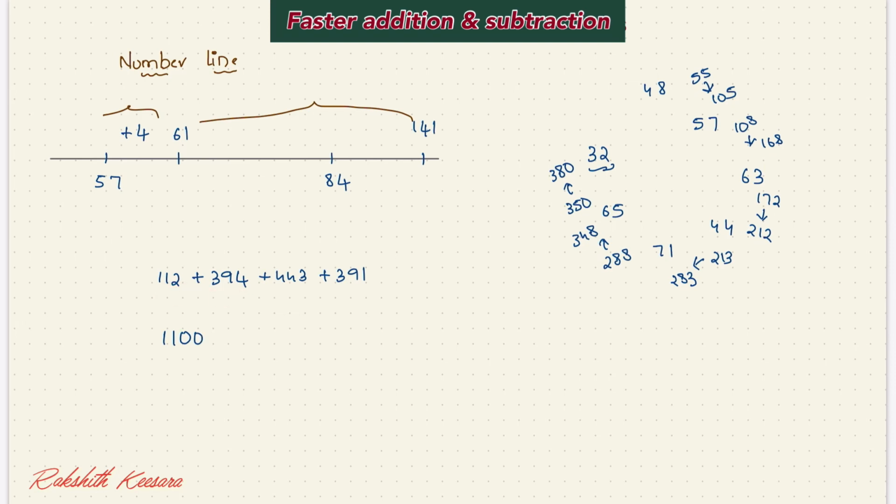So let's see quickly. 112 plus 94. First 112 plus 4, that is 16. 16 plus 90, 106. After that 106 plus 3, 109 plus 40, 149. After that 149 plus 1, 150 plus 9, that is 240. 2 will be the carry. 11 plus 2 is 13 and 40. The answer will be 1340. And all these things you should be able to do in mind.